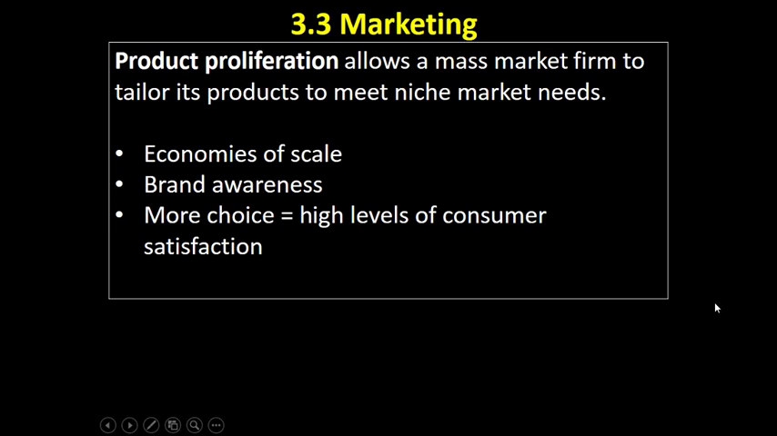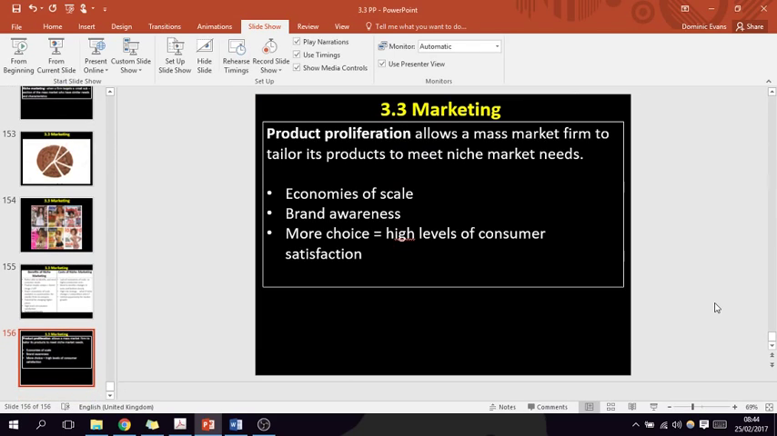Okay, so we've looked at niche and mass marketing. Just one final thing to finish off. Product proliferation, it allows a mass market firm to tailor its products to meet niche market needs. So product proliferation essentially allows a business to bring out different models of a mass market product, so they can kind of benefit from both mass and niche marketing.